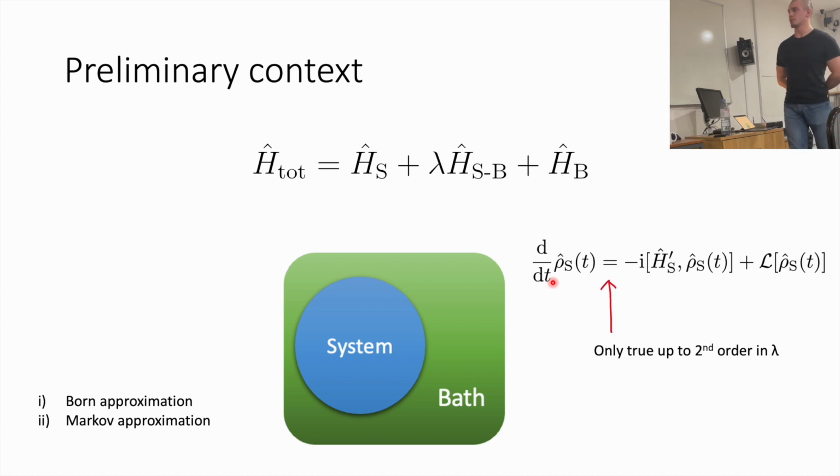And this particular master equation is what we call a weak coupling master equation, which basically means that it's dependent on the interaction term being small. So I use second order perturbation theory to derive this master equation, which means that it's only really going to give me a good answer up to second order in the coupling strength, lambda.